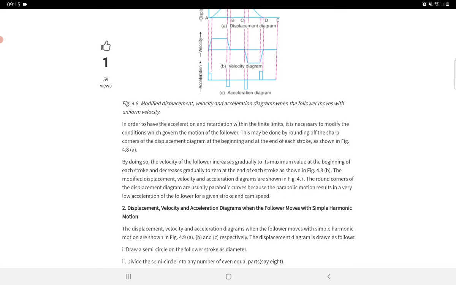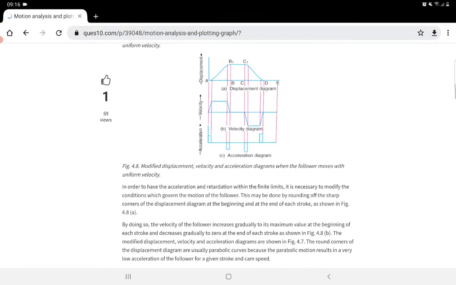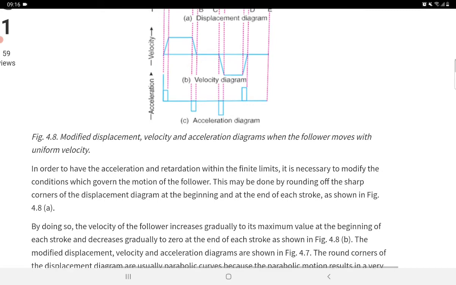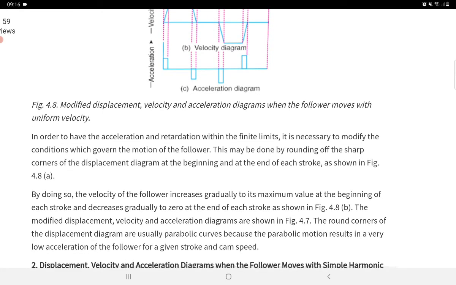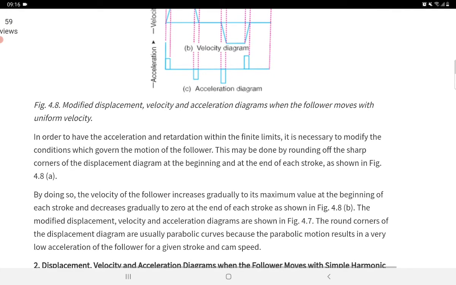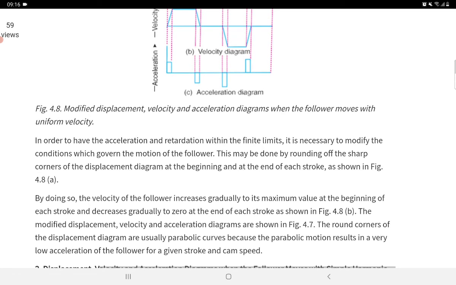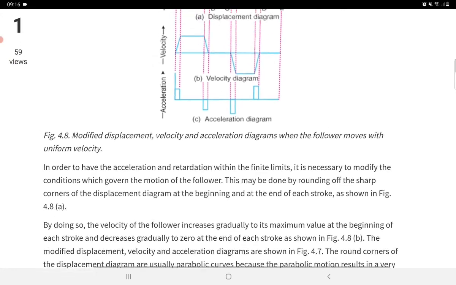By doing so, the velocity of the follower increases gradually to its maximum value at the beginning of each stroke and decreases gradually to zero at the end of each stroke. The modified displacement, velocity and acceleration diagram is shown above. Here this is the modified diagram for uniform velocity. The round corners of the displacement diagram are usually parabolic curves because the parabolic motion results in constant acceleration of the follower for a given stroke and cam speed.